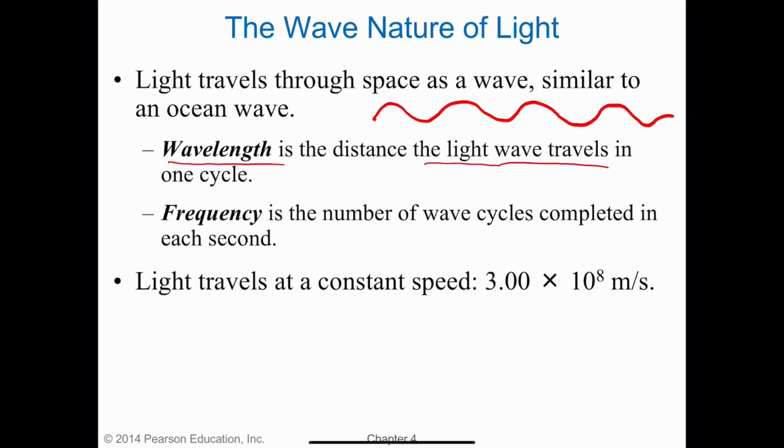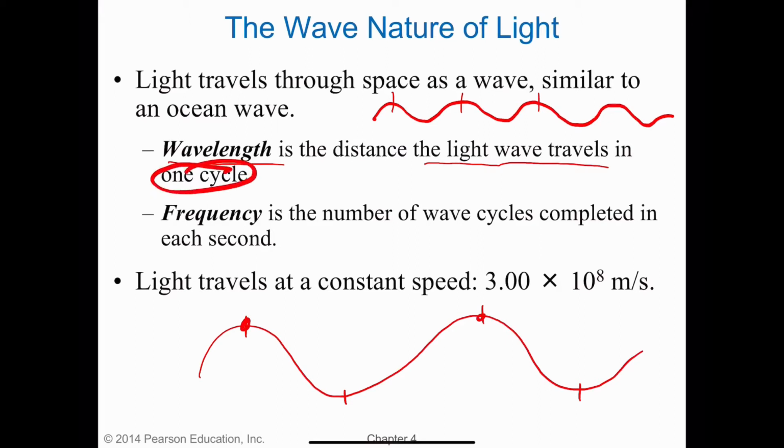So what we mean by a cycle is going from crest to crest. The high points, let me draw a nicer one down here, are crests, and basically we're talking about going from this point to this point. That's what they mean by one cycle, and that's what we would call the wavelength.